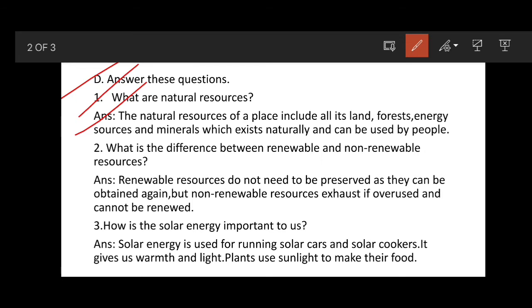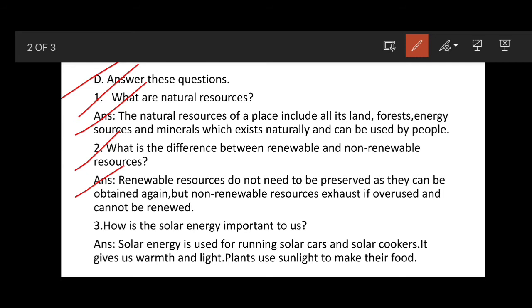What do you mean by natural resources? All the natural things, that is land, forest, energy sources, and all the minerals, metallic and non-metallic minerals, which are natural and which we can use. Those are known as natural resources. Question number 2. What is the difference between renewable and non-renewable resources? The answer is renewable resources do not need to be preserved as they can be obtained again, but non-renewable resources exhaust if overused and cannot be renewed.